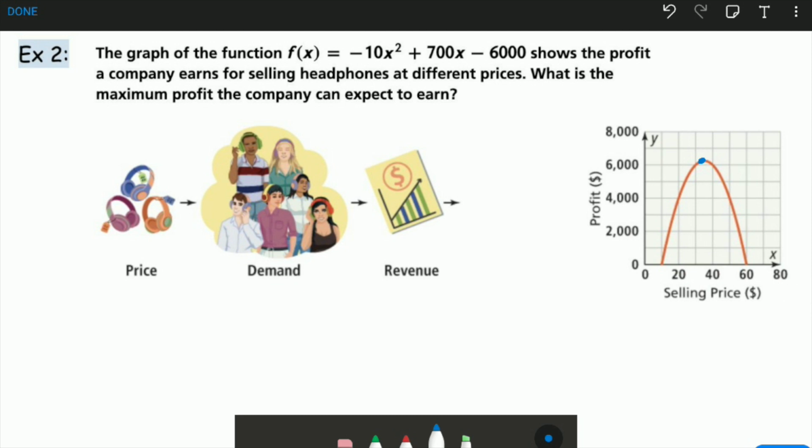Since the equation is in standard form, we can't use transformations. So instead, we're going to use the formula x equals negative b over 2a to find the axis of symmetry, which will also allow us to find the vertex, which is the location of the extrema. So in this case, our a is going to be negative 10. a is always beside the variable squared. And our b is 700.